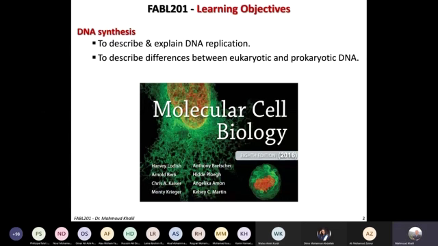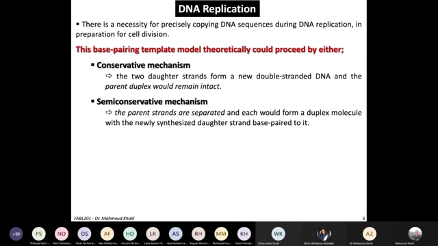Okay, so DNA needs to be copied precisely during DNA replication in order to prepare for cell division. This base pairing template model theoretically could be processed by either conservative mechanism or semi-conservative mechanism. Of course, there is a third mechanism which is called dispersive mechanism, but it's not so popular.